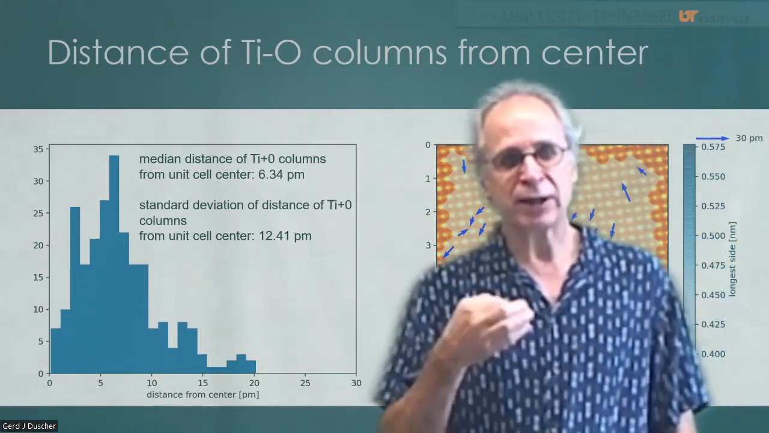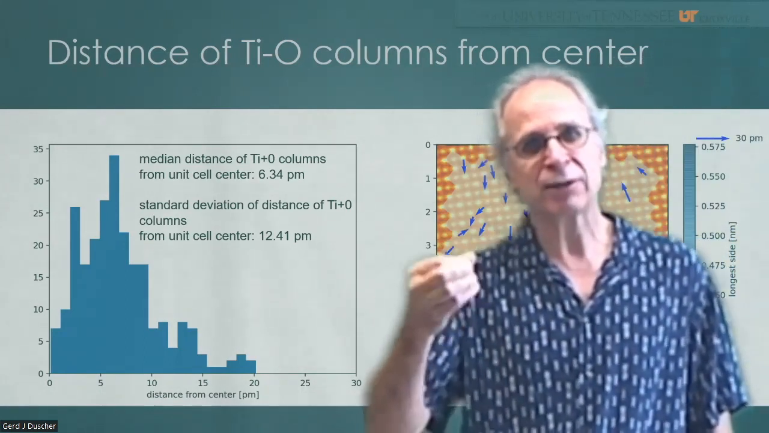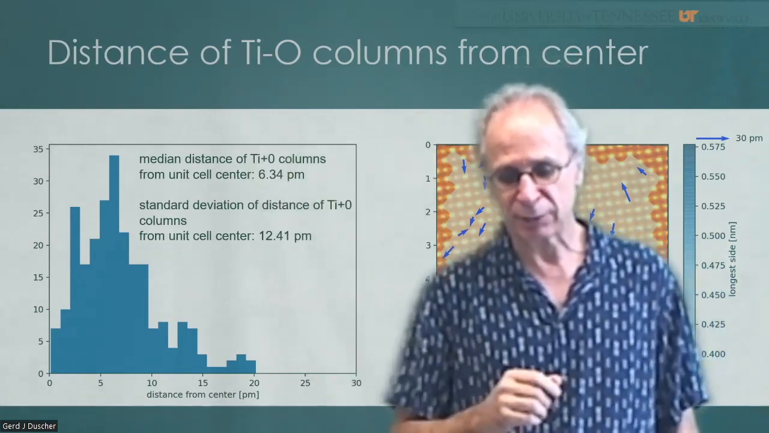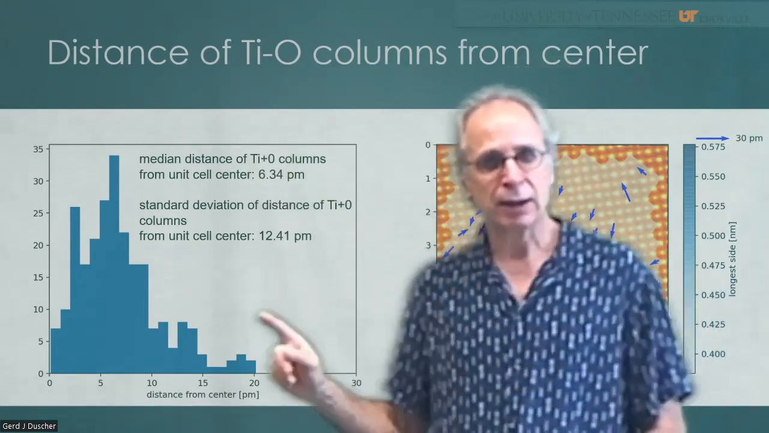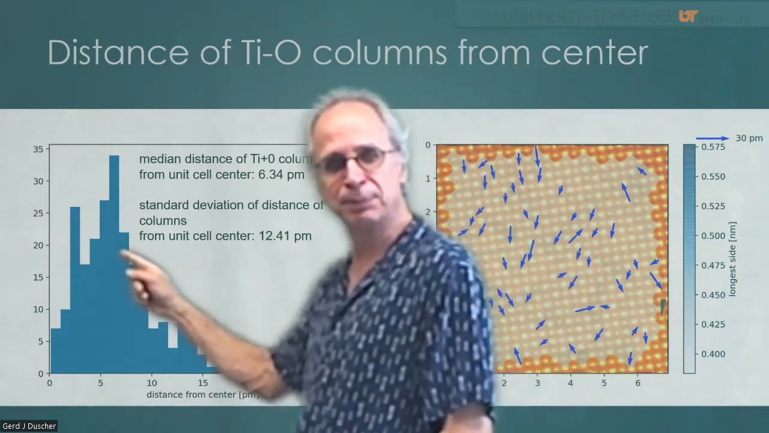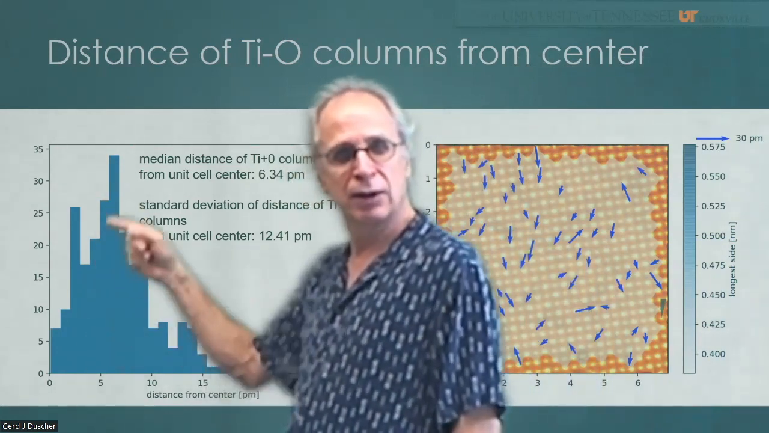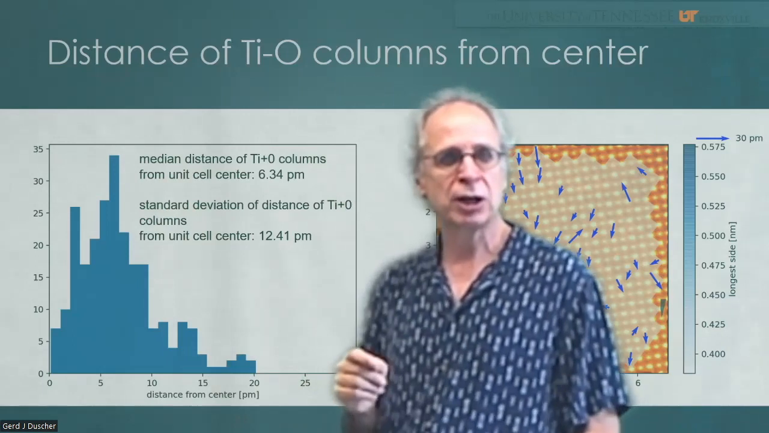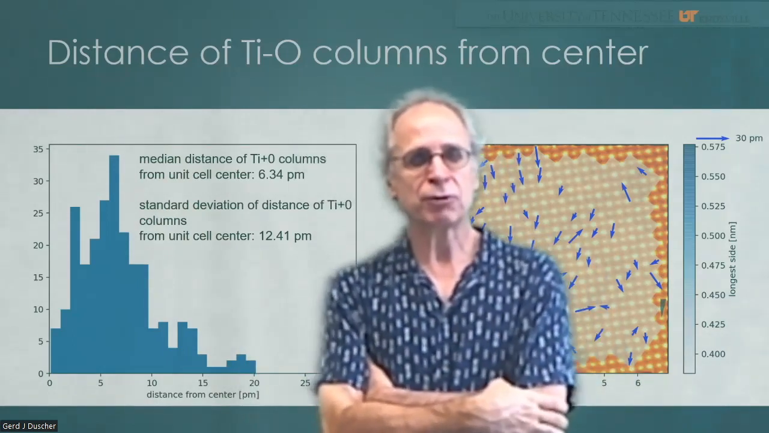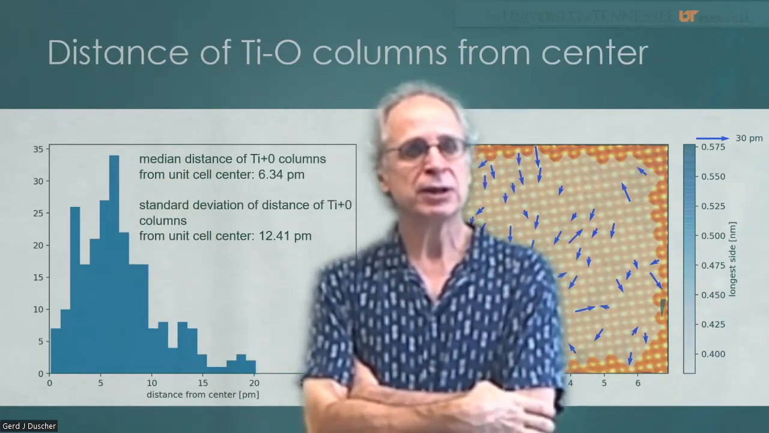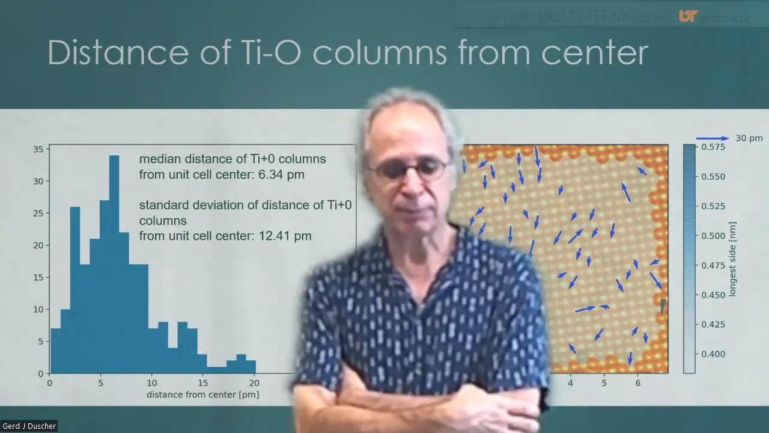And so now we can see how accurate we were on a different data set, right? Let's look over here. On average, we are accurate to about 5 picometers deviation from the center.